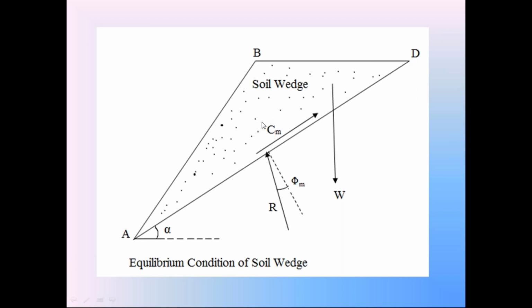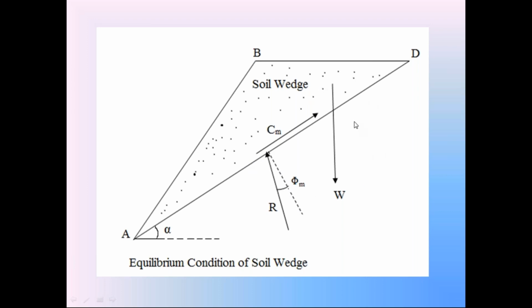The third force is from the surface AD: the soil wedge is subjected to the reaction force R, because the soil wedge is not moving in the perpendicular direction. With the perpendicular direction, the reaction R makes the angle phi m. Here I don't know the magnitude of reaction R, I know only the direction. It is upward, making an angle phi m with the perpendicular direction. This dotted line is perpendicular to the surface AD.